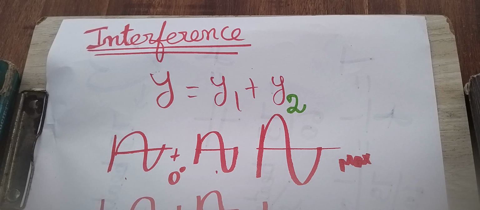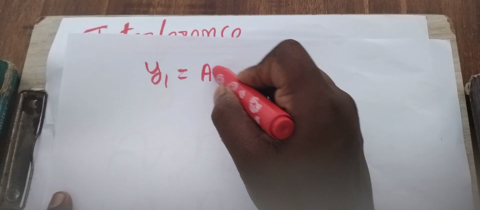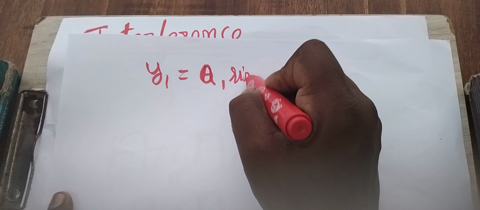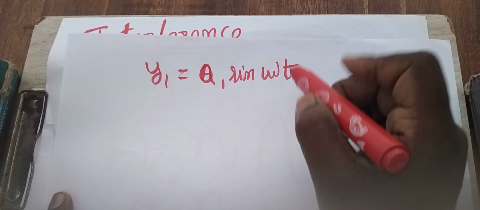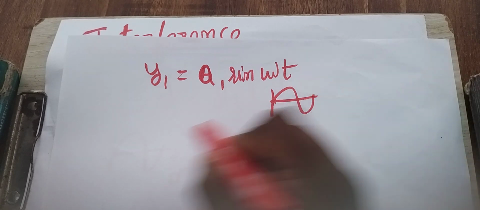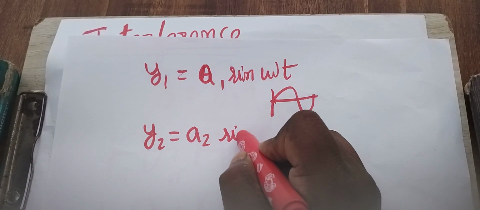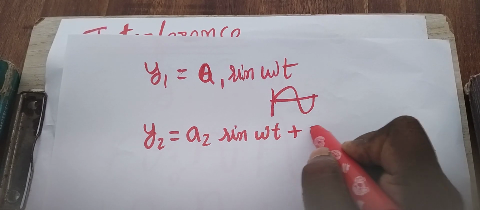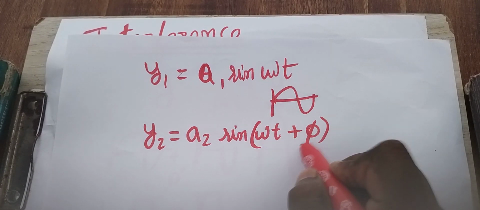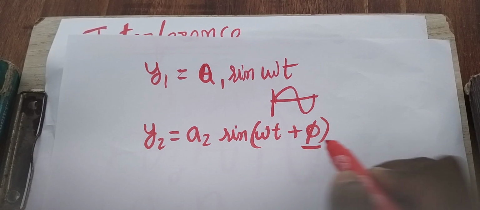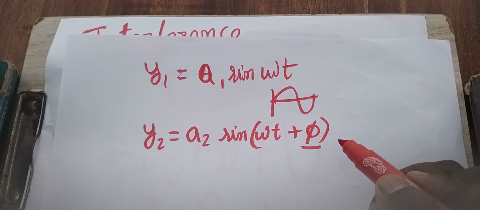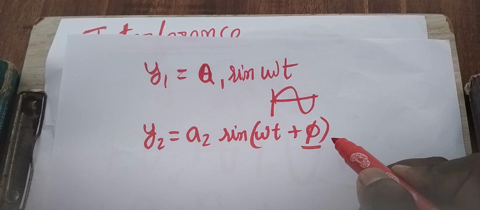Now we'll see the equation. The overlapping of two waves is called interference. The y1 wave is a1 sine omega t, which is a sine graph. The second wave is a2 sine of omega t plus a phase difference. It may be 180 degrees, which gives destructive interference; no phase difference gives constructive interference.